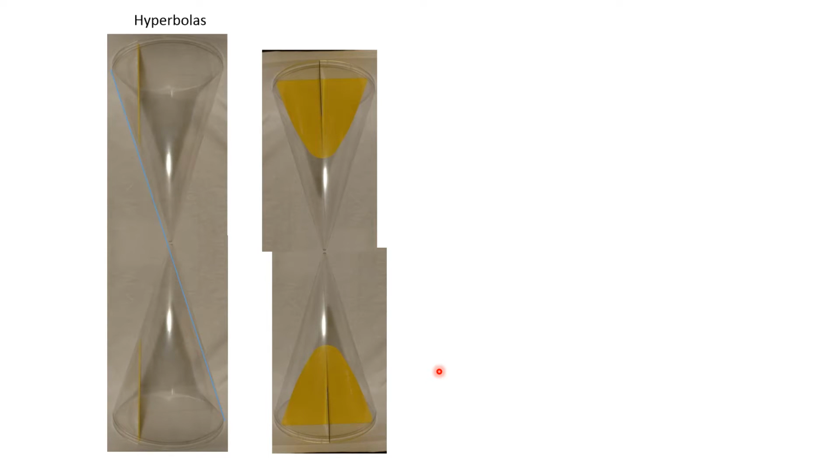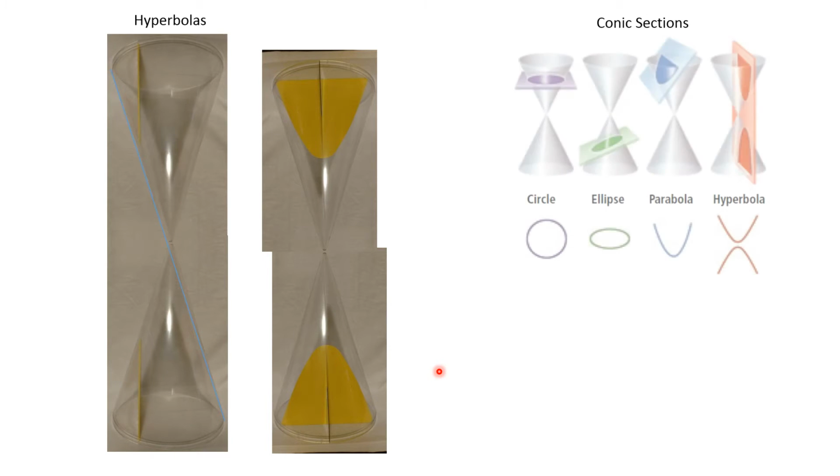Now the book has a pretty good graphic that shows all four of them, right on the front page of this section. We can see a horizontal cut's a circle, an angled cut's an ellipse, a parabola is more of an angled cut that's parallel to the side, and then a hyperbola is straight up and down.